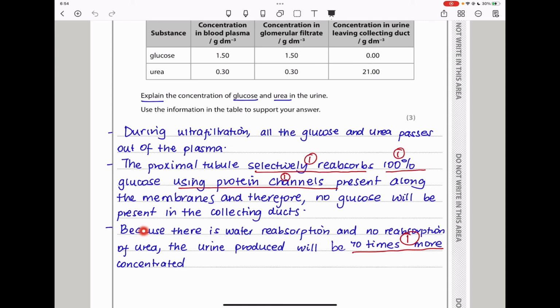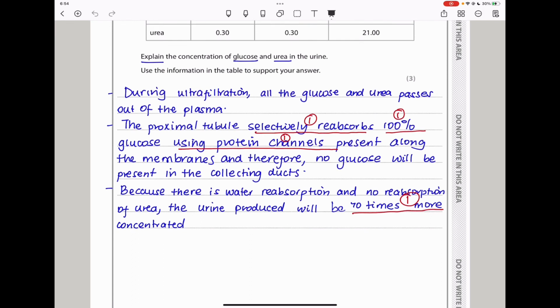Then lastly, I said because there is water reabsorption and no reabsorption of urea, the urine produced will be 70 times more concentrated. If you compare that to that, it's way higher. So I said 70 times more concentrated than the filtrate basically. So this was a 3-mark question. You could just write like I did here and you get the marks. Remember, this is that, and that were awarded.